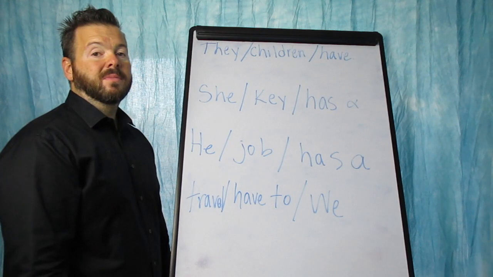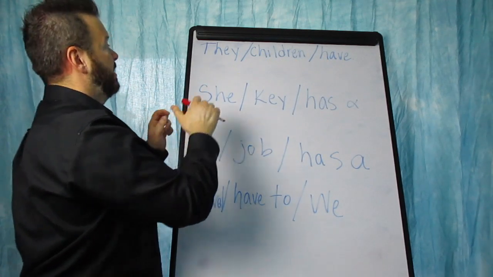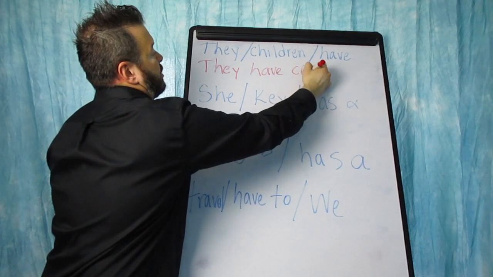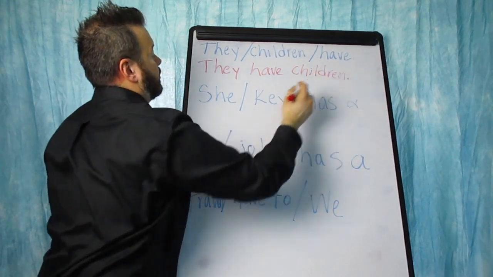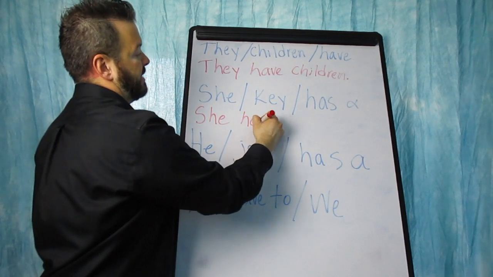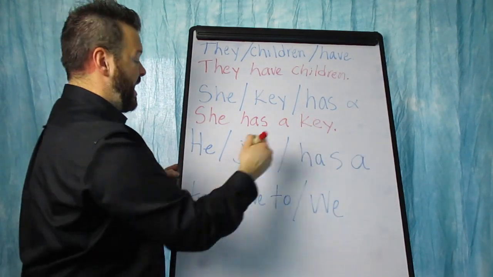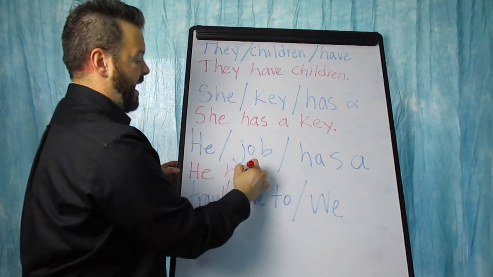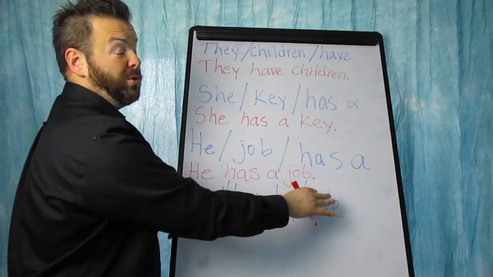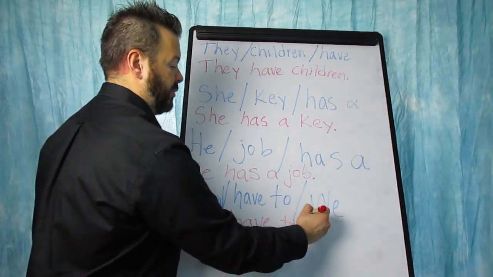Okay, fantastic. So they, children, have turns into they have children. She, he, has a turns into she has a key. He, job, has a turns into he has a job. Travel, have to, we turns into we have to travel.